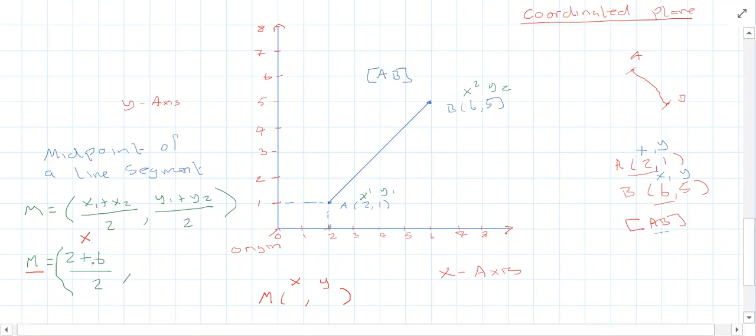Then the y coordinate is going to be equal to y1, which is this value here, 1. So we take the y coordinate for point A, which is 1, and add it to the y coordinate from point B, which is 5. 1 plus 5 divided by 2. Now this gives us the y coordinate for our midpoint. Then we just have to do the math on this. Let's have a look.